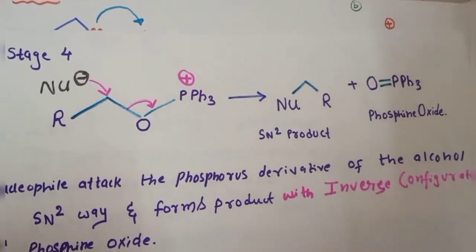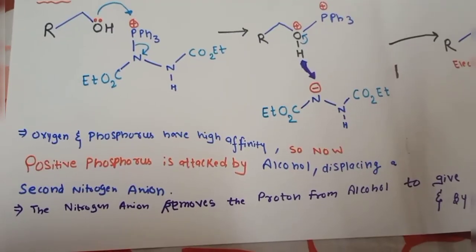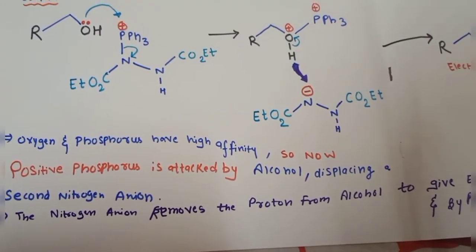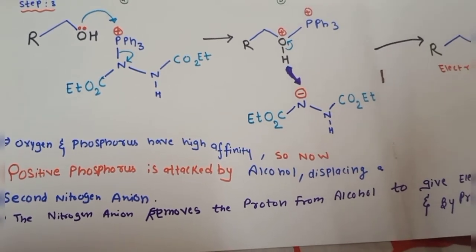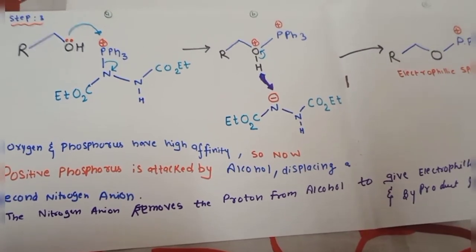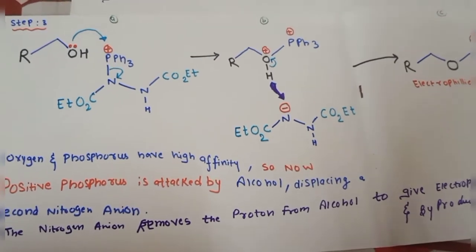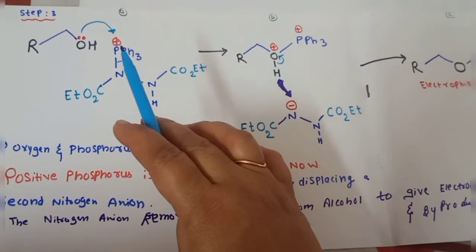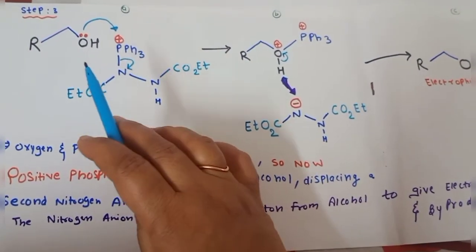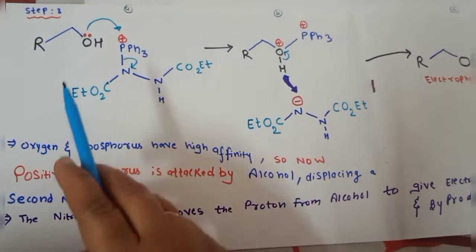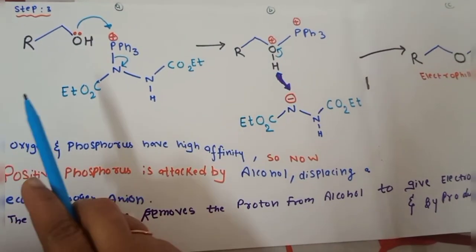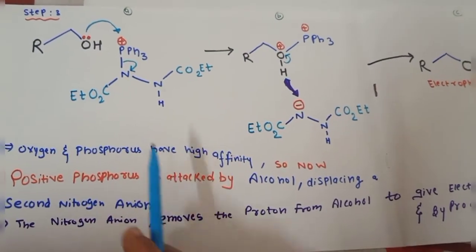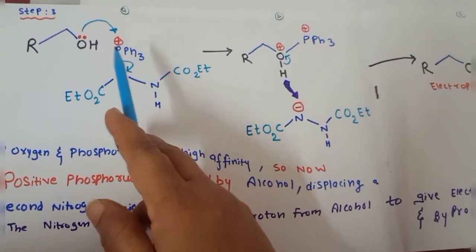Now we will see our third step. The third step starts with the attack on the positive phosphorus by the alcohol. In the third step I will explain three parts. First, the A part: what happens here? This positively charged phosphorus has a strong affinity for the oxygen, because there are lone pairs of electrons on oxygen and here is the positive charge. So definitely this phosphorus will be attacked by the oxygen and they will form one bond.